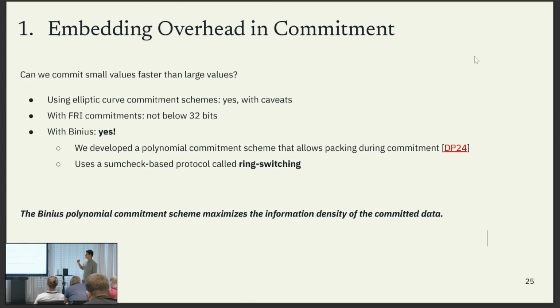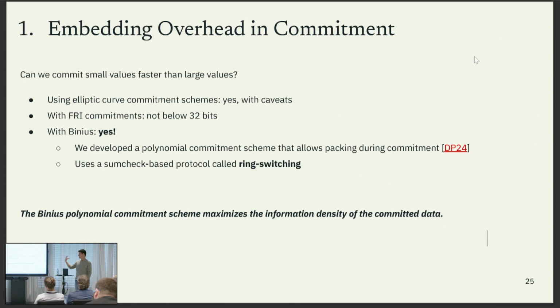Cool. So the first problem we have is embedding overhead in commitments, which is, can we commit one-bit values very efficiently? And with elliptic curve schemes, it was sort of yes with caveats. That was that table earlier that showed that the throughput dropped, but not by like 100x. With FRI commitments, we can't go below 32 bits because the field needs to be FFT friendly.